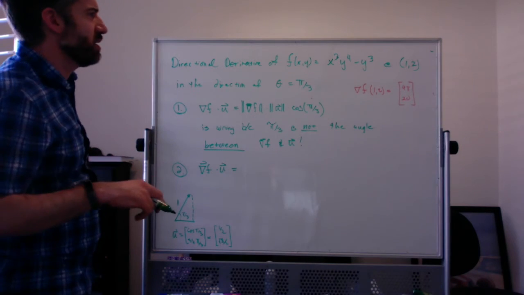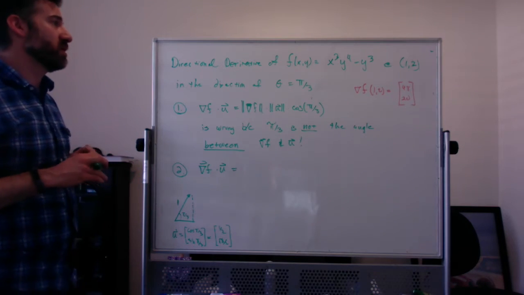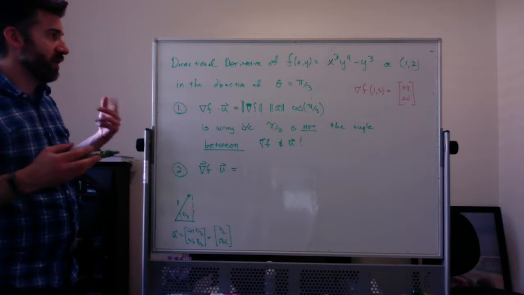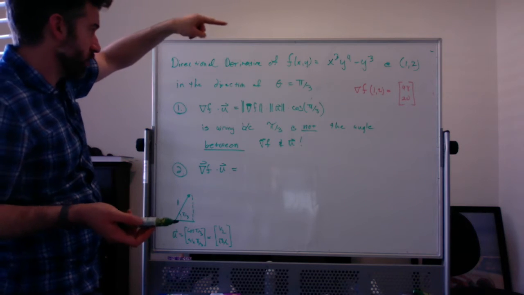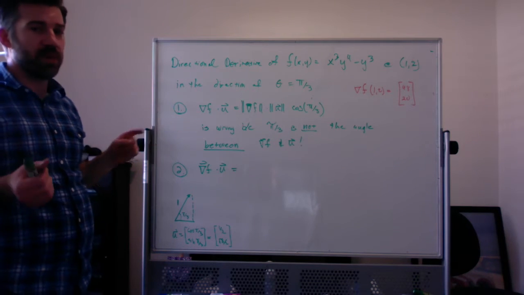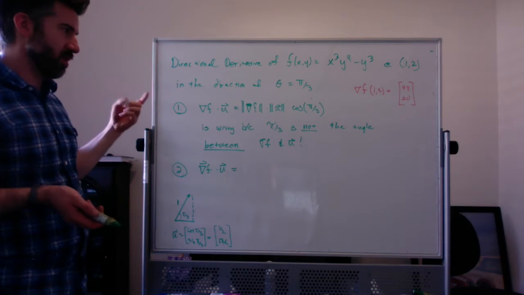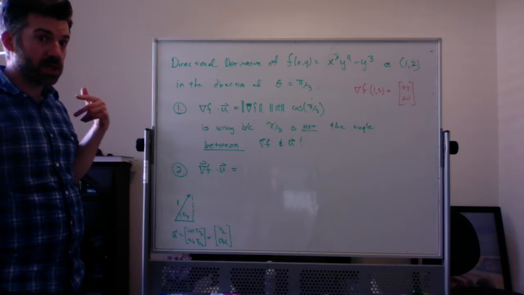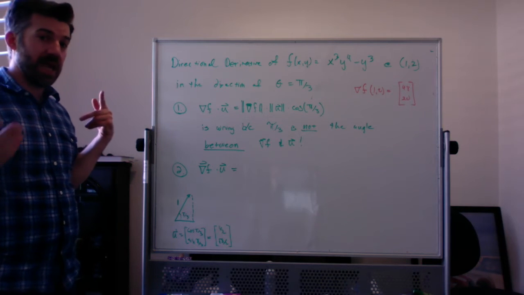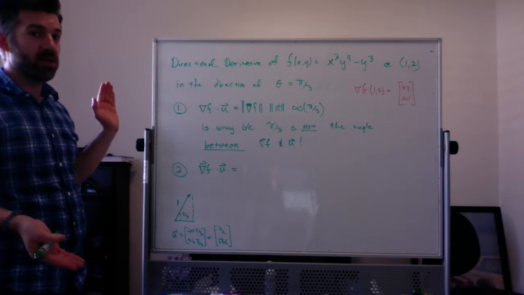Okay, but then there was this question, I think this is similar to the first question of Rademacher's homework. Find the directional derivative of the same function at the same point, but now in the direction of pi over 3. And I was making a mistake when I actually recorded another video that I deleted because I was doing this the wrong way. I was making the wrong assumption that pi over 3 was the angle between the vector.